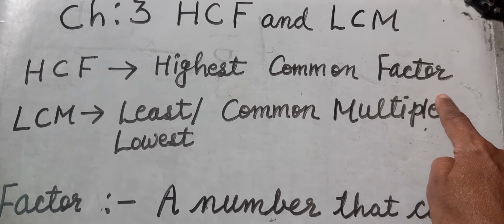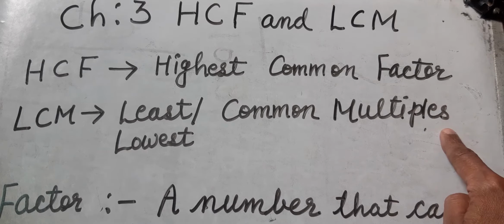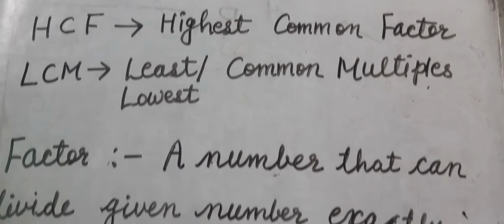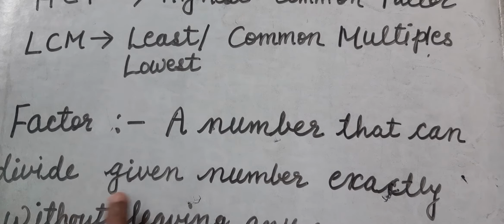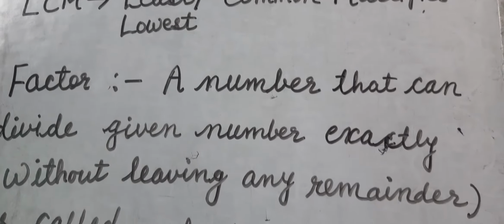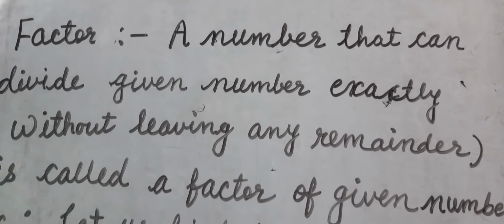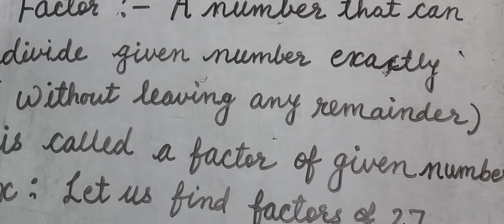There is a difference between factors and multiples. In the previous classes you have learned, again we will revise. Now what is a factor? A number that can divide a given number exactly. What does it mean? Without leaving any remainder. When we divide a number and it divides completely, that number, the divisor, is called a factor of the given number.